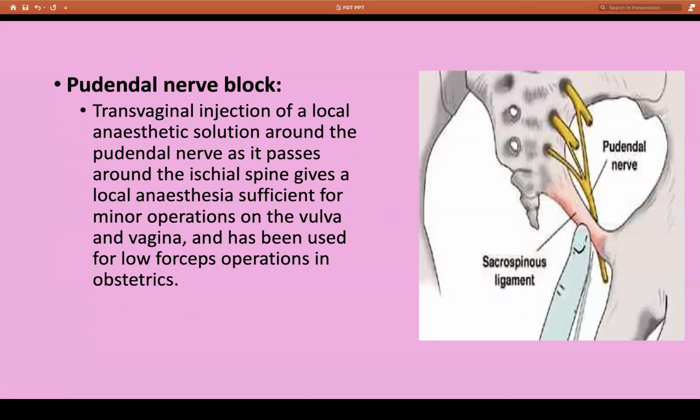Pudendal nerve block, because almost all the vulva and lower vagina are supplied by pudendal nerve. So we can use a pudendal block with lidocaine at the level of ischial spine to anesthetize it to perform multiple operations on vulva, episiotomy, and apply forceps during delivery.